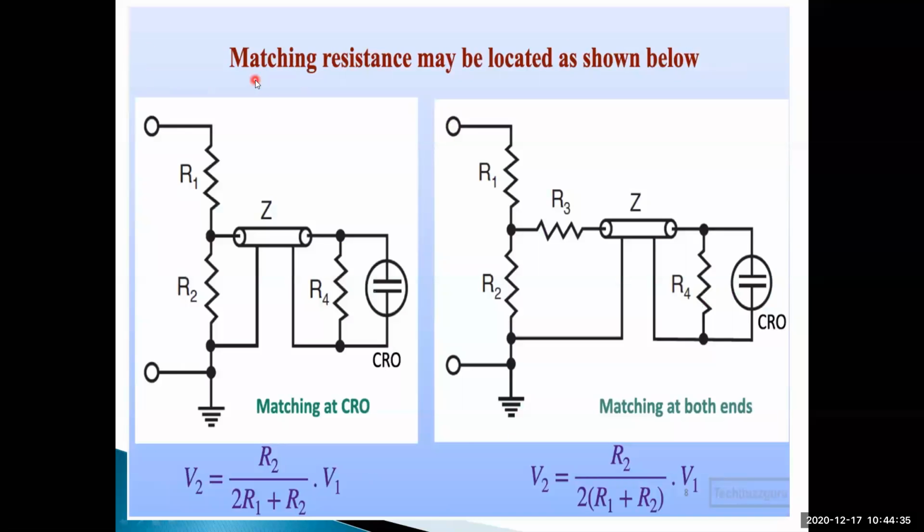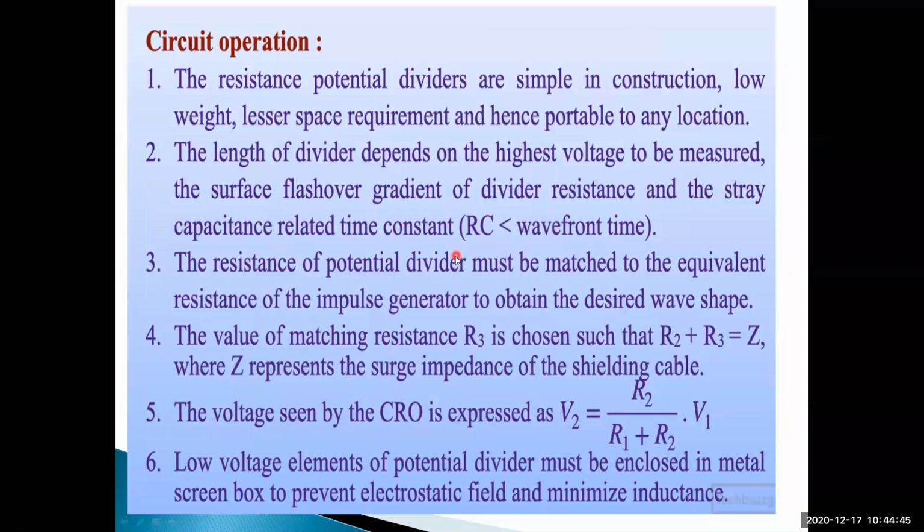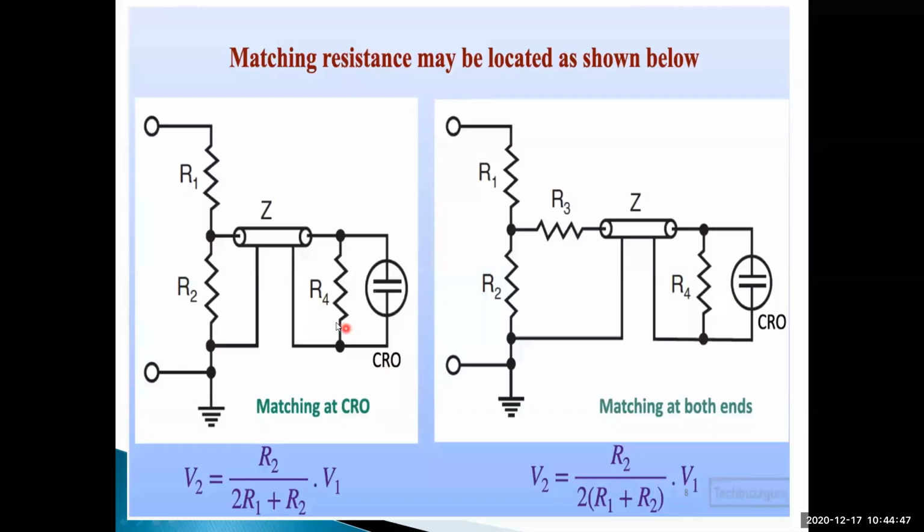Now consider that the matching resistance may be located in different ways. Here the matching resistance is at the CRO side. This R4 is called the matching resistance. So, understood, the matching resistance is located here.